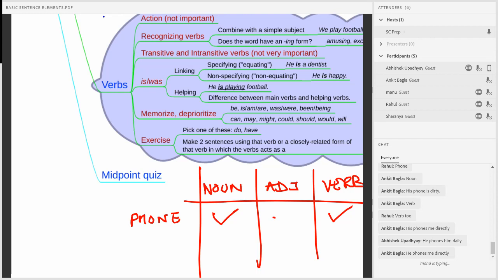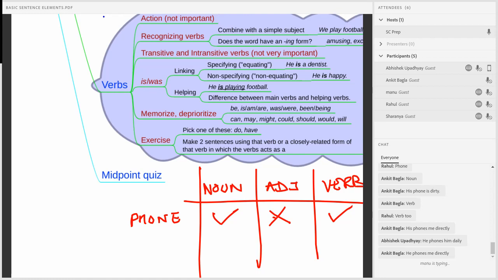Okay, so I'm not getting a positive response on this. Means I think most of you agree that phone cannot be an adjective, in which case you are right. Phone cannot be an adjective unless you use the noun as an adjective. So anytime you say something like the phone charger, what you're doing is using a noun as an adjective. It's possible, but phone does not have any special meaning as an adjective.